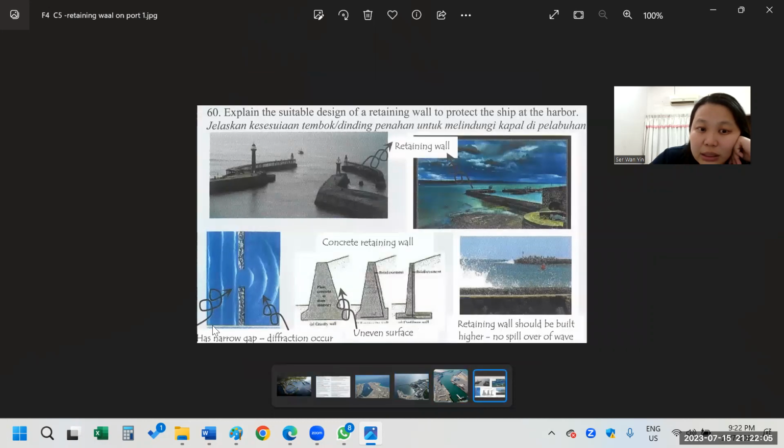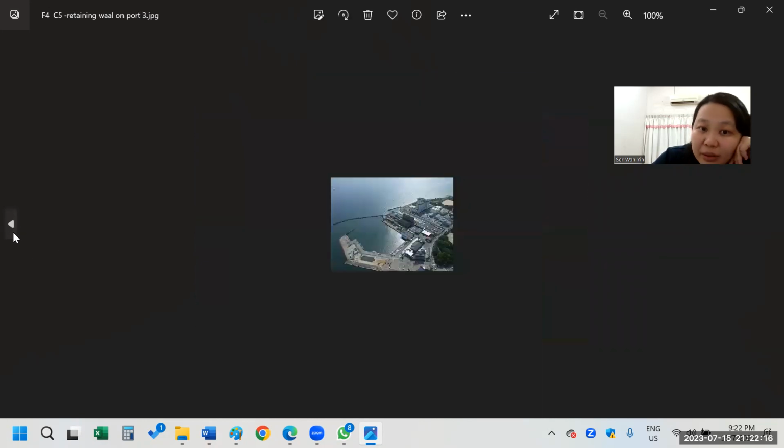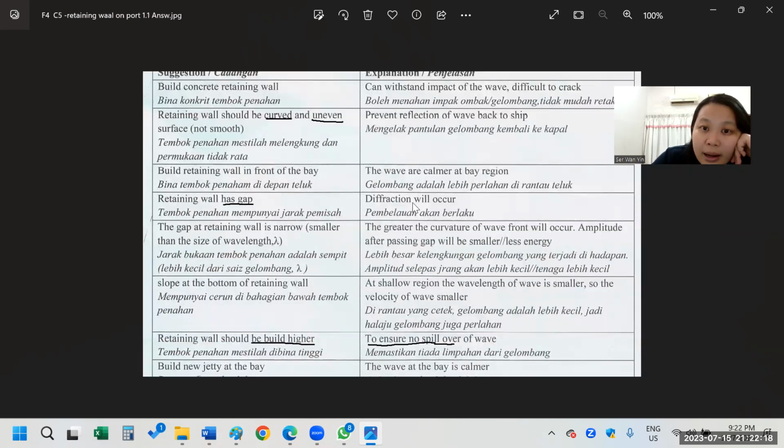Second is narrow gap can make diffraction occur, make the wave calmer. Also can say makes the wave calmer. Diffraction occurs means the wave will be calmer.